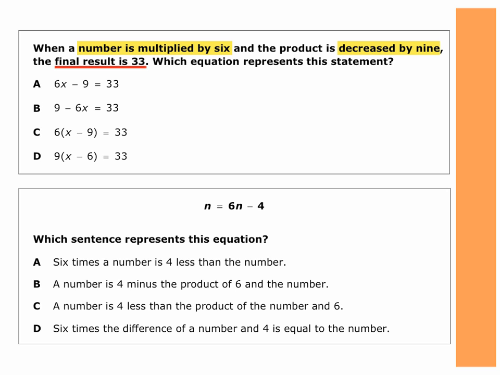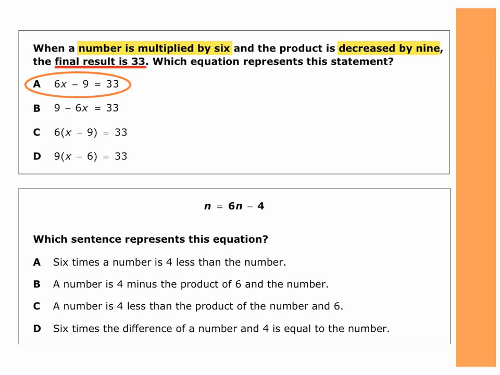The best answer here is going to be A. Notice B. They've done 9 minus 6x, but that's the wrong order. And then C and D are both incorrect because it says we need to multiply the number by 6 first and then decrease it by 9.